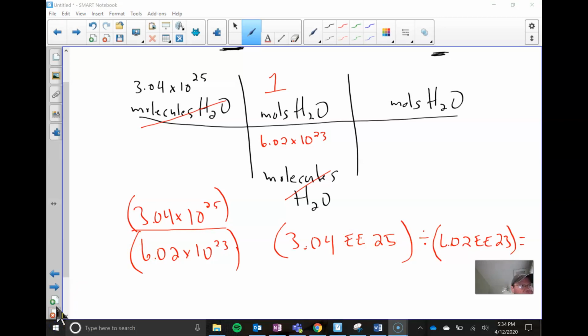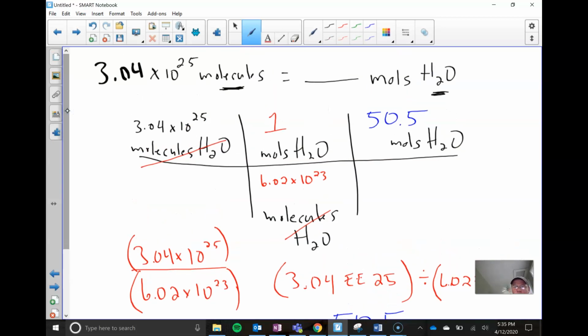Alright, after you calculated that, I got an answer of about 50.5. So 50.5 moles of water. Okay, so this problem was going from molecules to moles. Right? Be sure to go back and refer to these as examples when you're doing your practice, okay? And try to match up the problem type, whether it's moles to molecules or molecules to moles or atoms or formula units or whatever, okay?